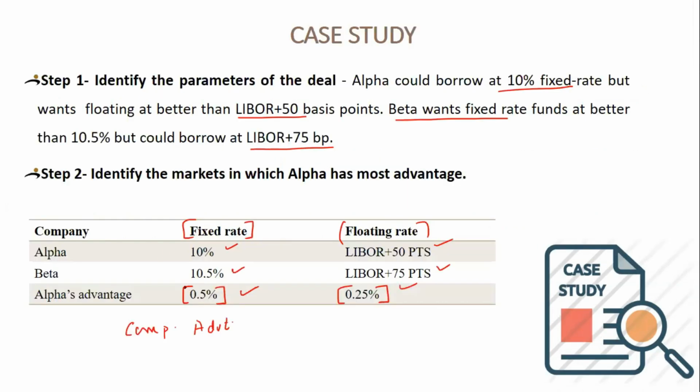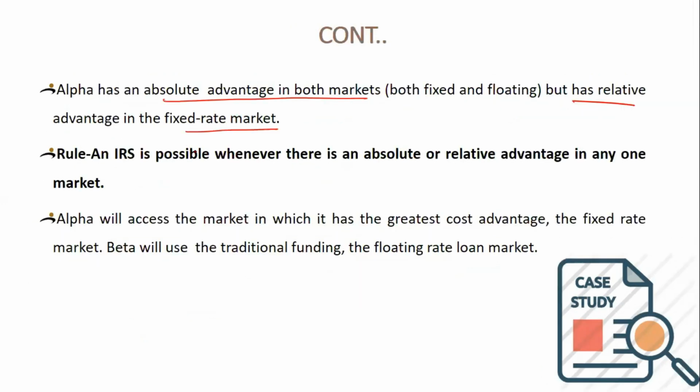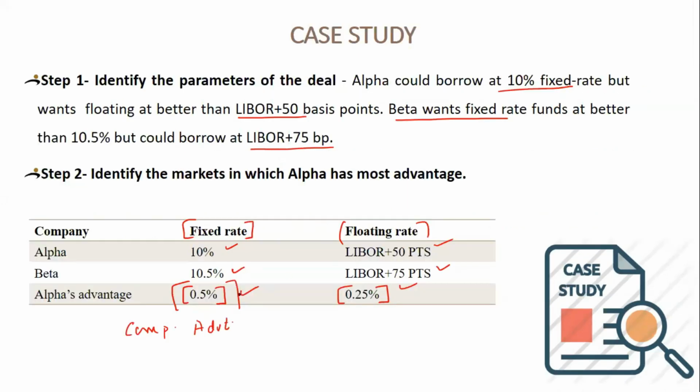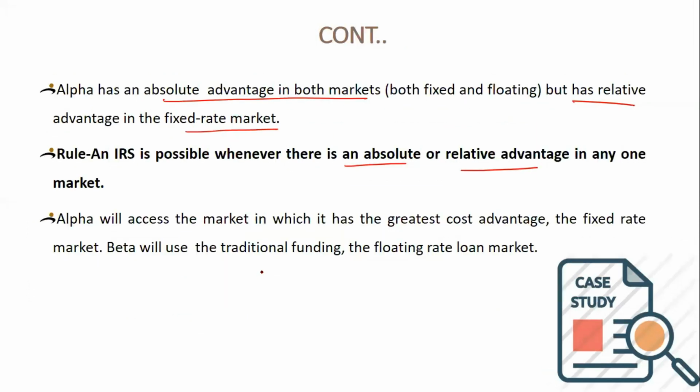So if we look in the fixed rate market, they have to pay far lower than Beta when compared to the floating rate market. So a rule of IRS is that an interest rate swap is only possible when there is an absolute or a relative advantage. Alpha has absolute in both, but relative in the fixed rate market. So Alpha will access the market in which it has the greatest cost advantage.